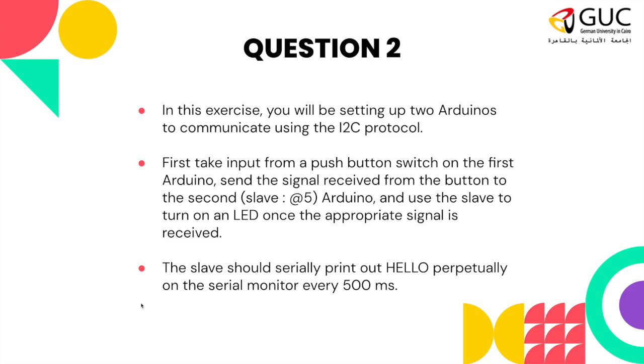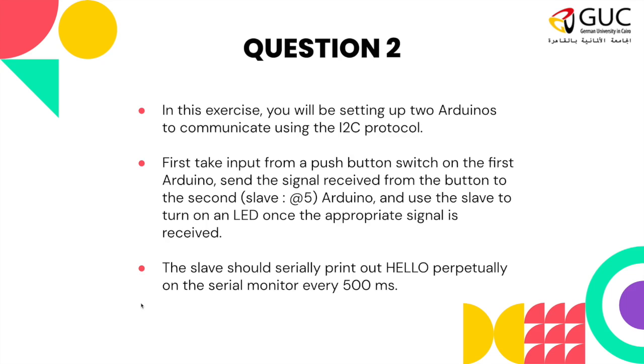When I click on the button on the master Arduino, I want to turn on the LED on the slave Arduino. However, the slave Arduino has a totally different function too, which is printing hello on the serial monitor every 500 milliseconds. So regardless of pushing the button or not, the slave Arduino will always print hello every 500 milliseconds. However, if I push the button on the first Arduino, I want the LED on the second Arduino to light up or to turn on.